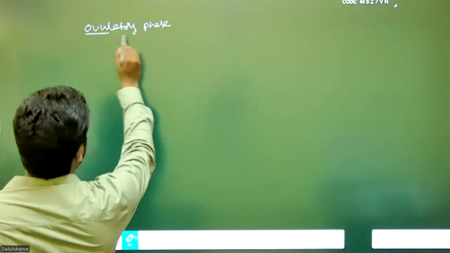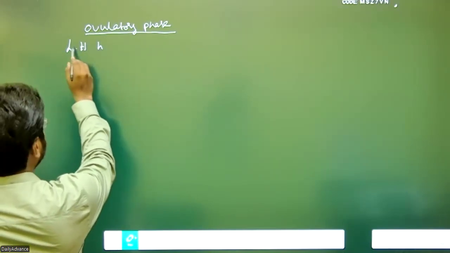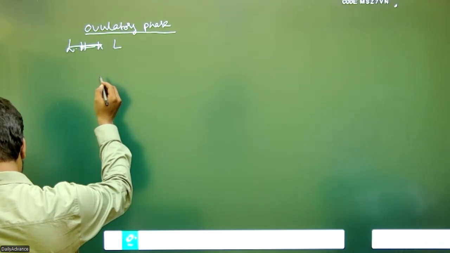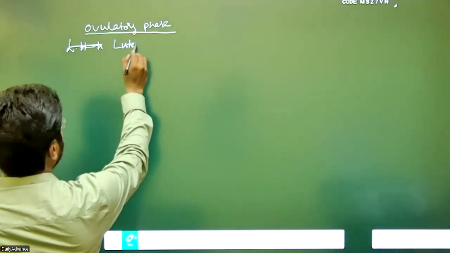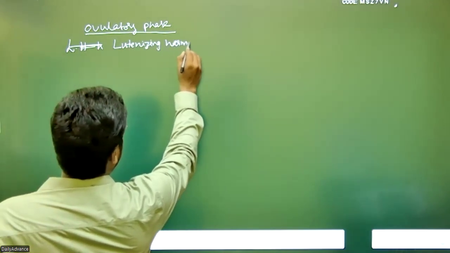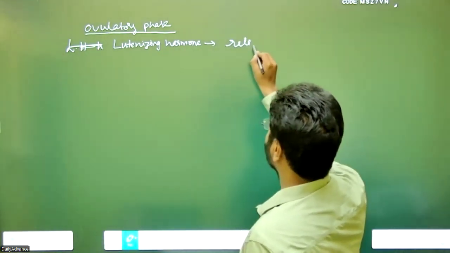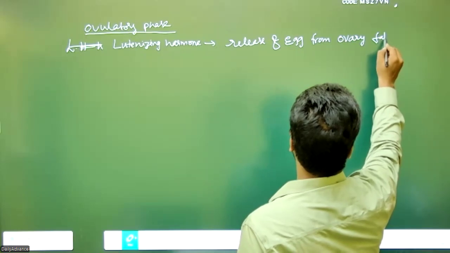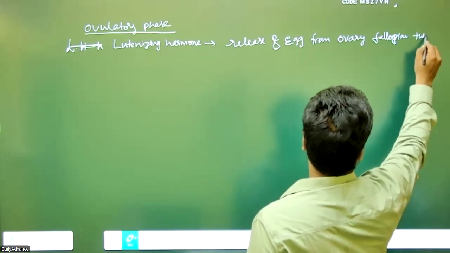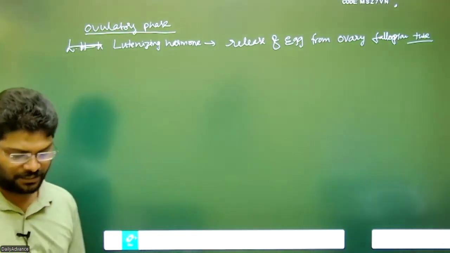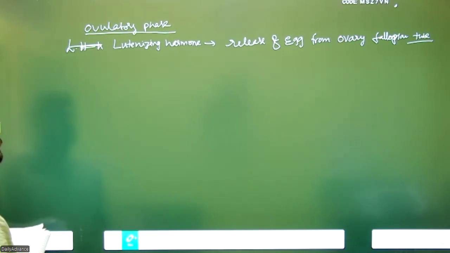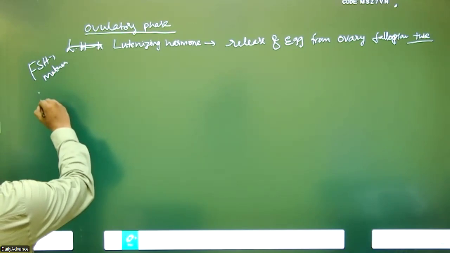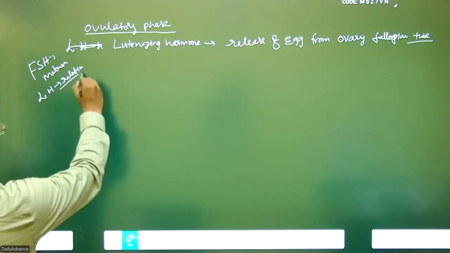In the ovulatory phase, LH hormone, what we call luteinizing hormone, is the cause for the release of the egg from the ovary to the fallopian tube. Then who produces this luteinizing hormone? It is produced by the pituitary, because FSH and LH. So FSH's role is maturing the ovas. LH's role is releasing the ovas into the fallopian tube. That you should remember. Okay.